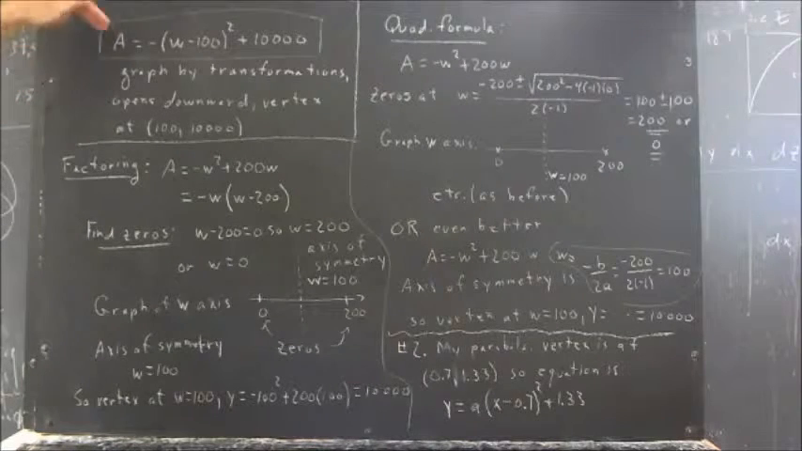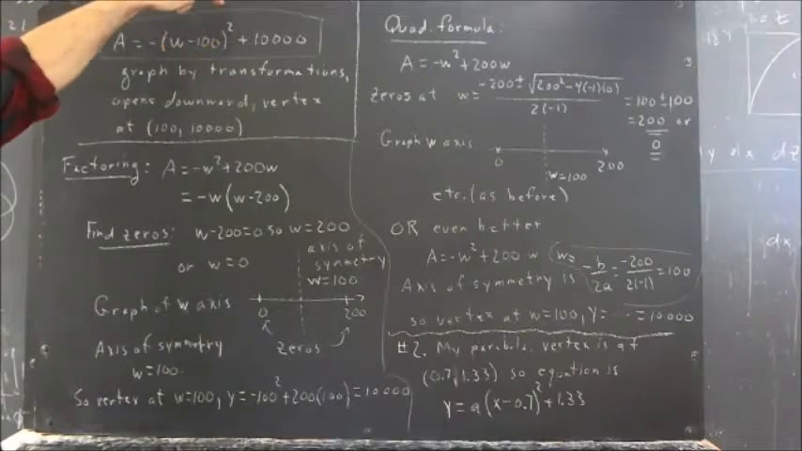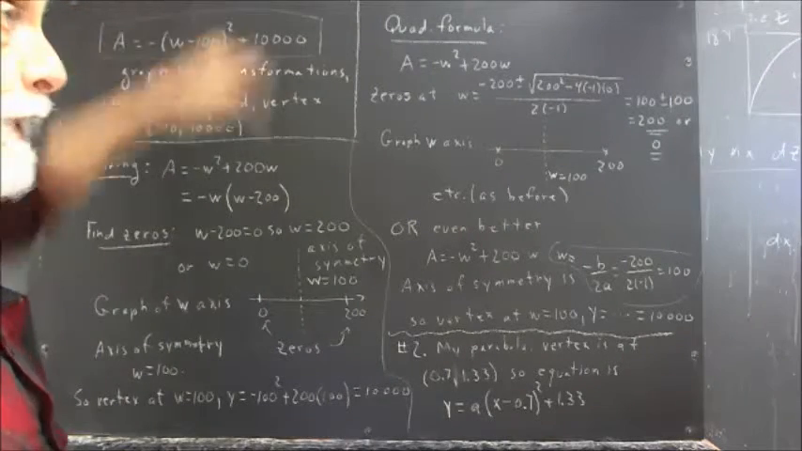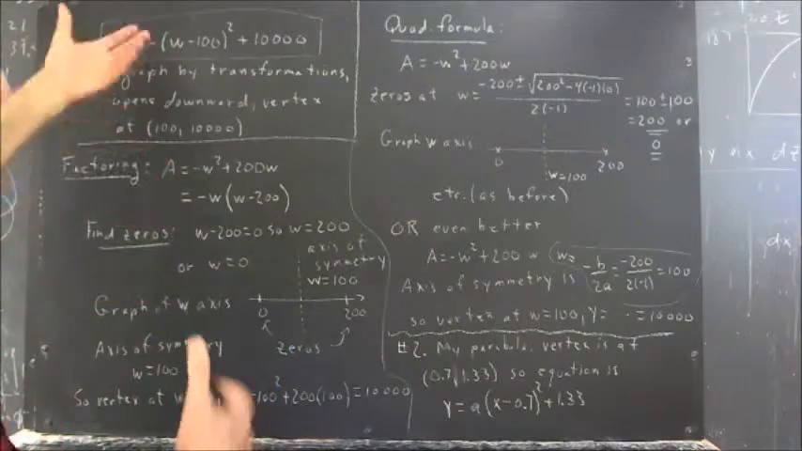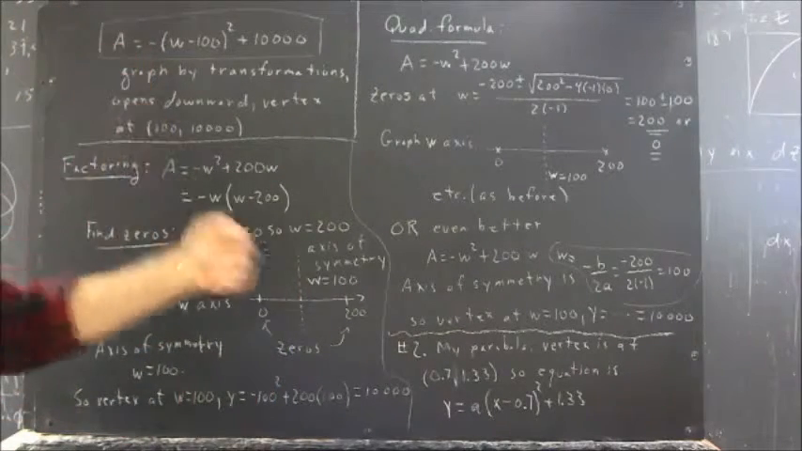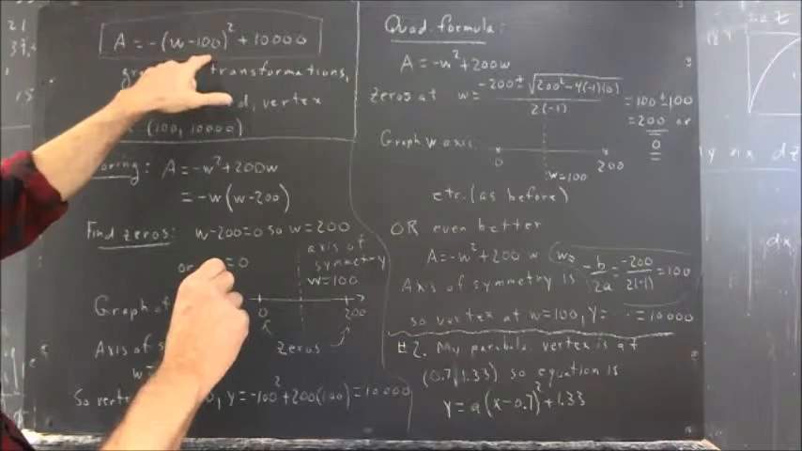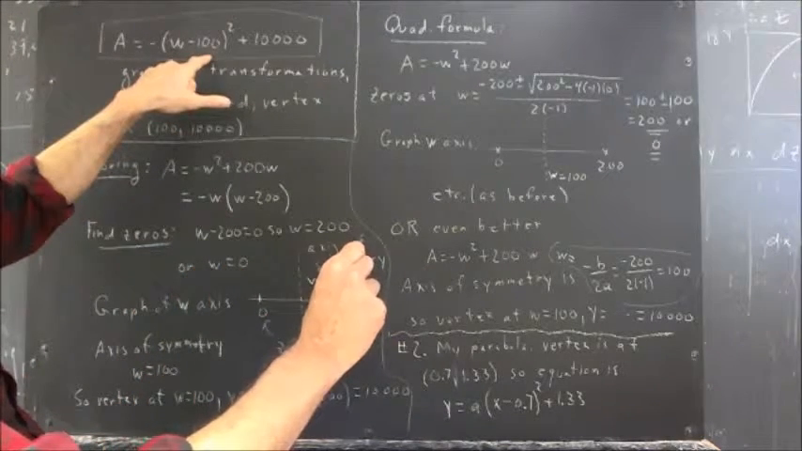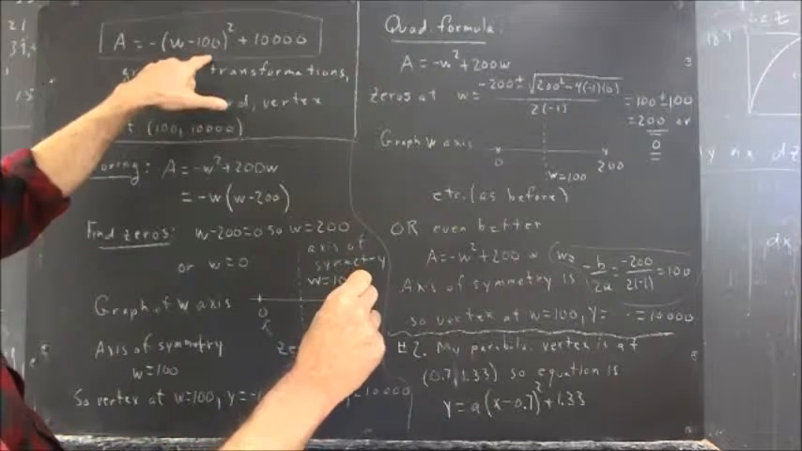So by completing the square, we see that our area function is negative quantity W minus 100 quantity squared plus 10,000. How do we graph this? Well, by transformations. We start with a graph of W squared, vertex at the origin. We shift the vertex over 100 units. So now the vertex is at (100, 0).